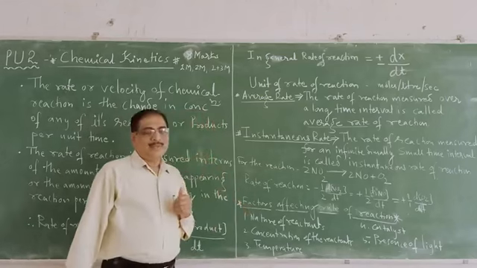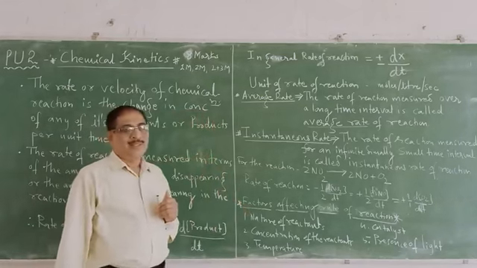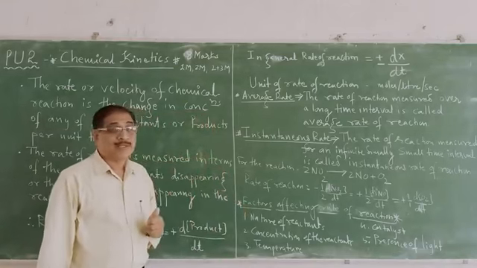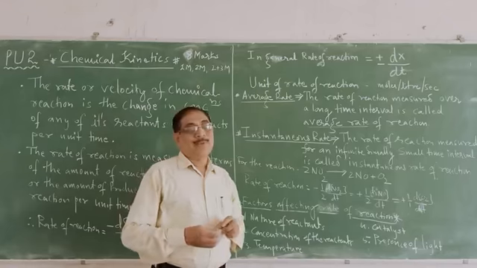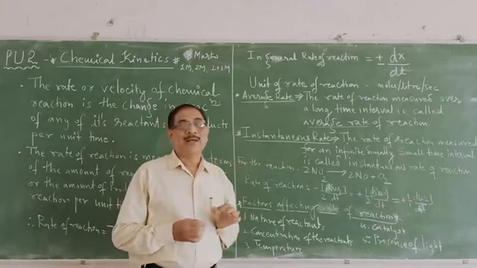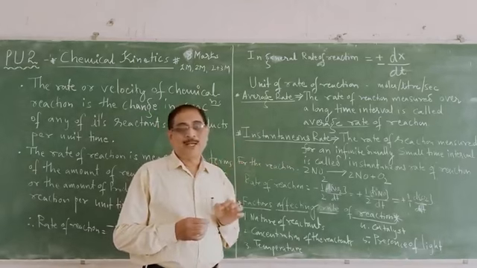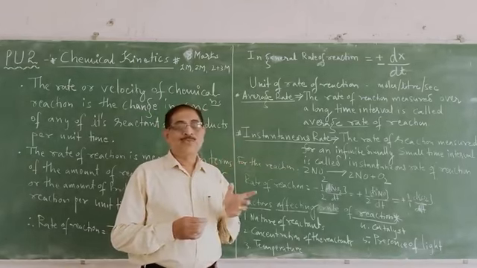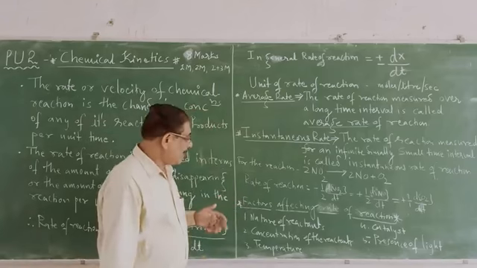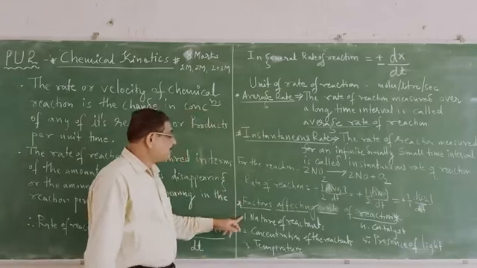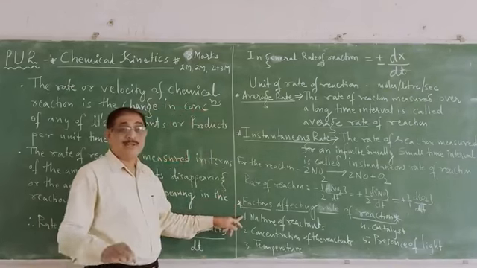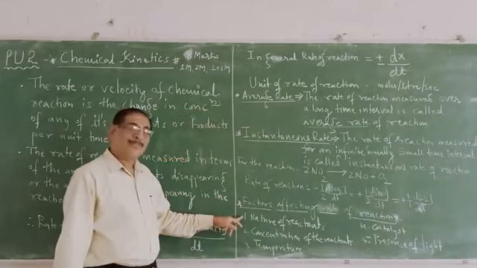Now, there are certain factors which affect the chemical reaction. Which are those factors? A 2 marks question may be asked: name the factors which affect the rate of chemical reaction. For 2 marks, maximum 2-3 factors you can write. There are mainly 5. First one is nature of reactant. What type of reactant it is, based on that the rate depends.